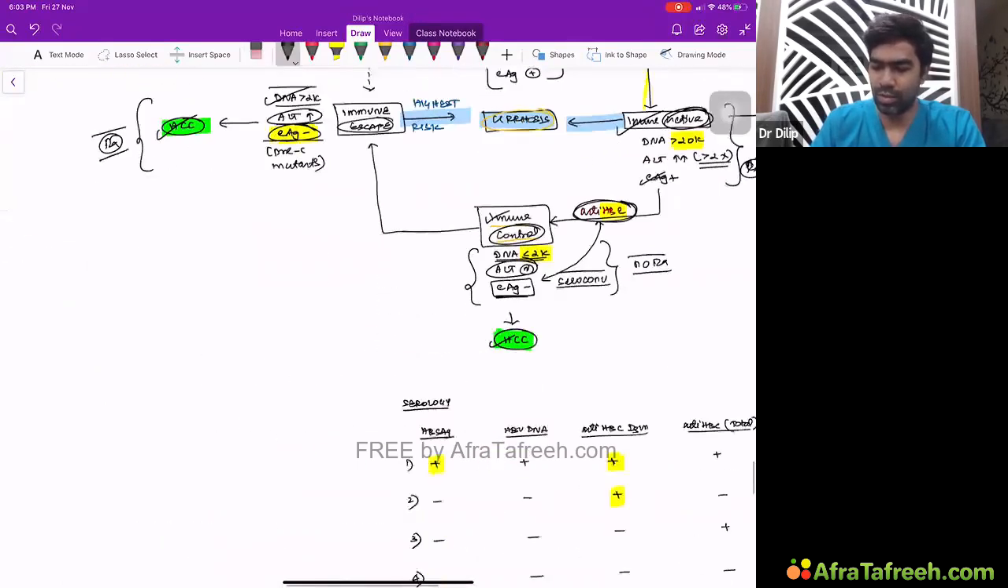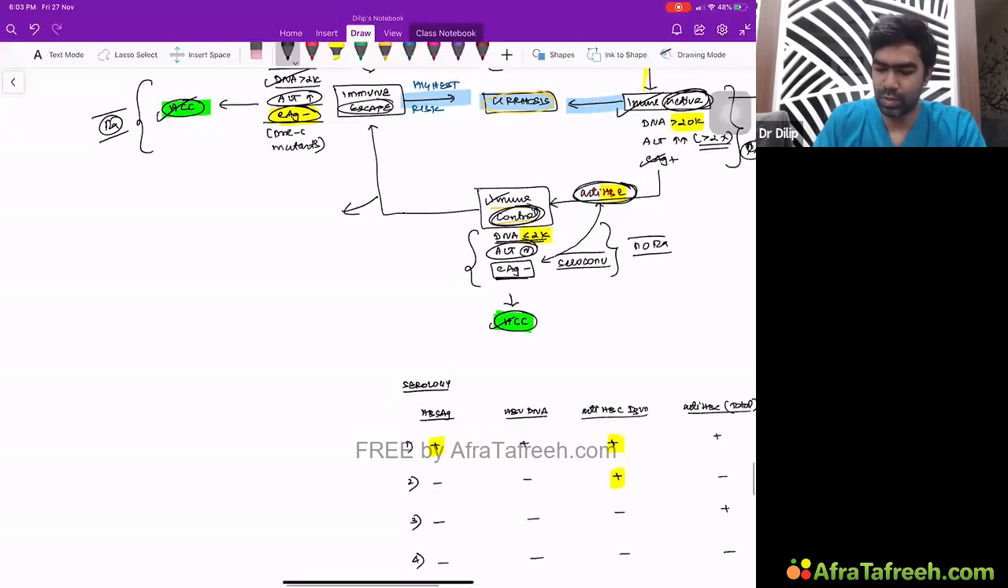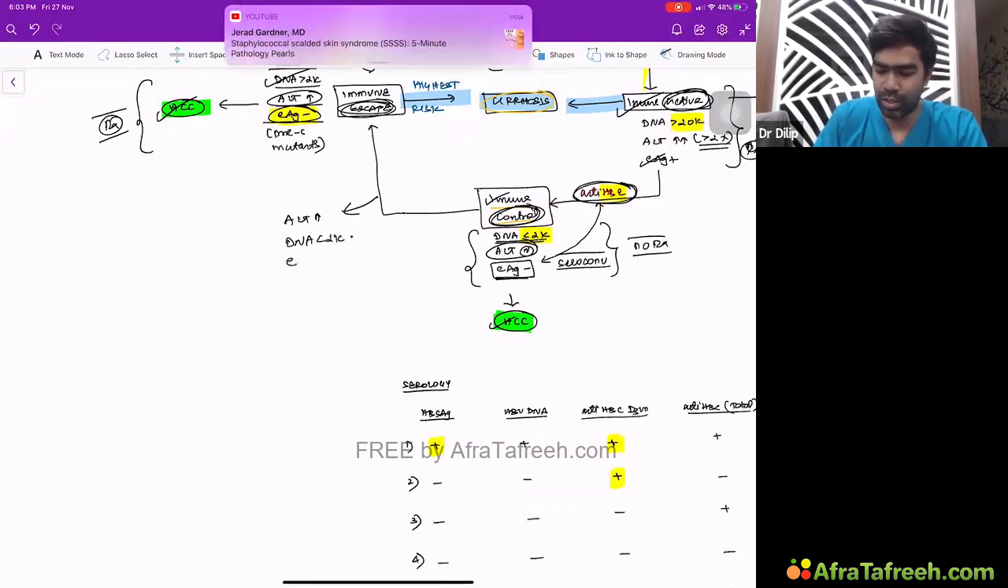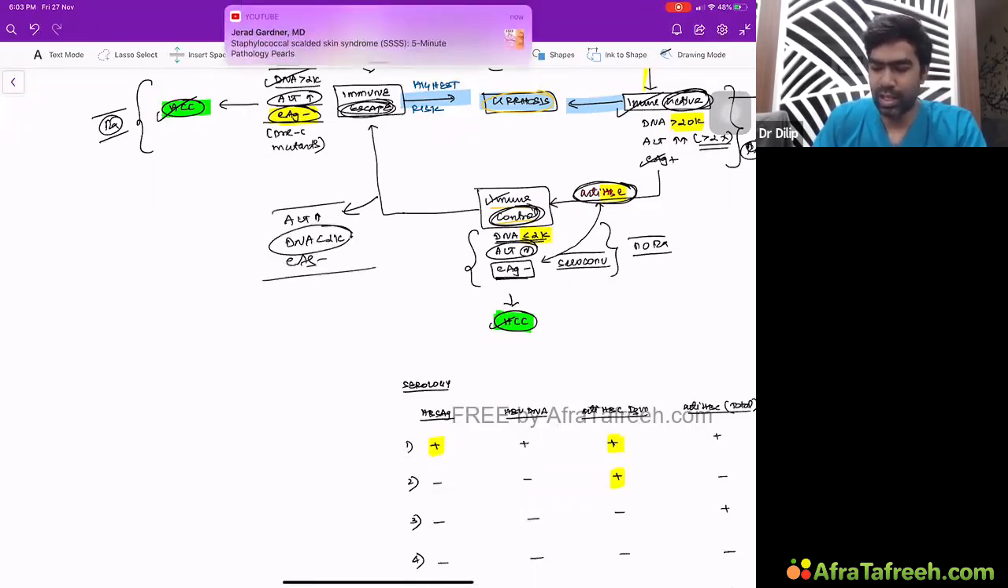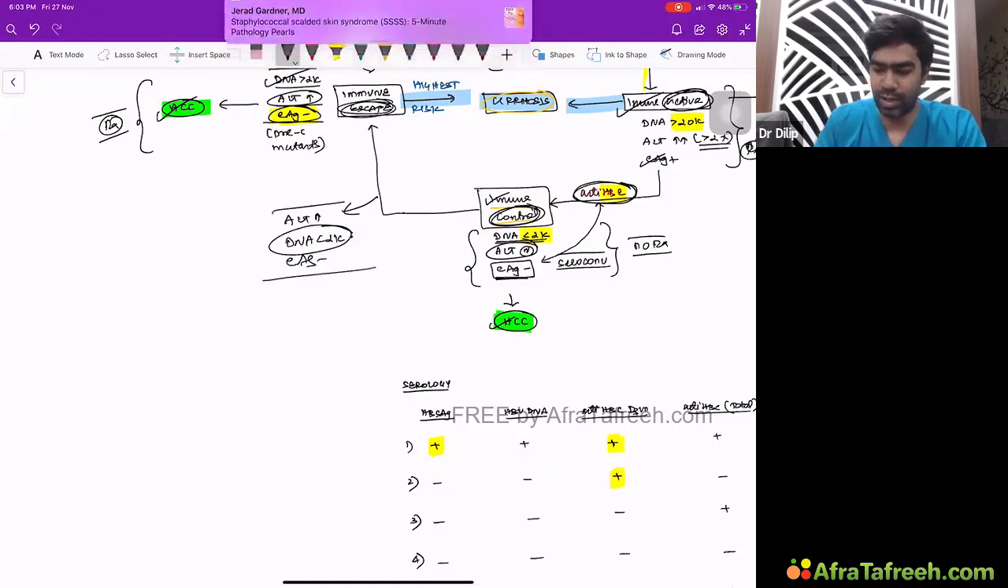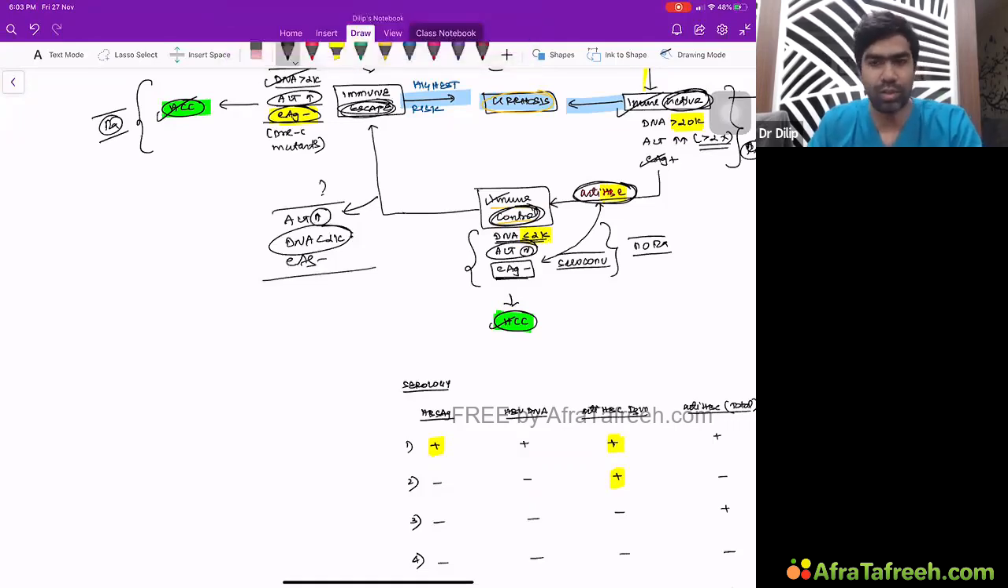There's another gray area. Suppose the patient is moving from the control phase to the escape phase, you have no idea. For example, here the ALT can be elevated, but DNA can still be suppressed to less than 2000, and E antigen can still be negative. Here the DNA is not elevated, but still ALT is elevating. So what is the reason for that? We have no idea.